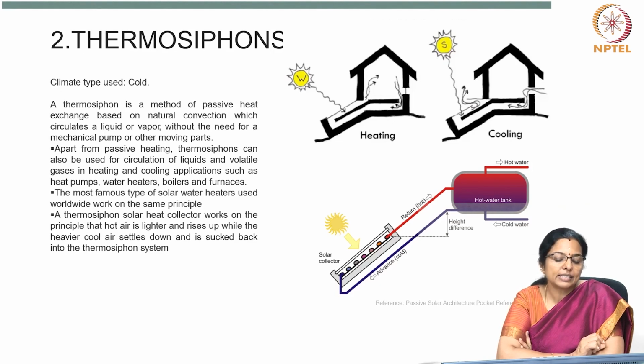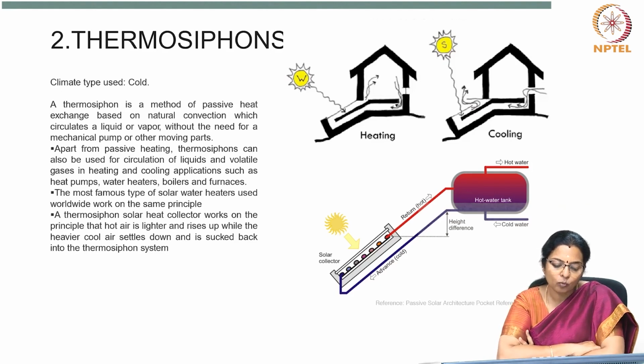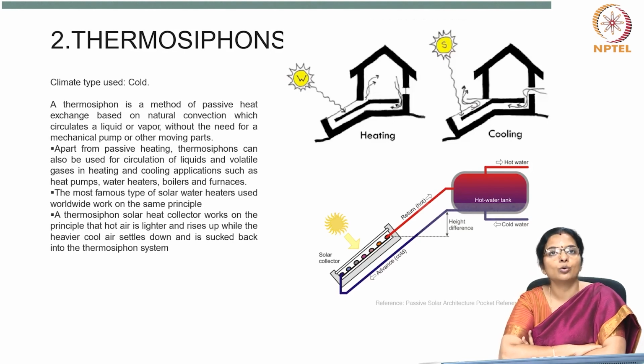The most famous type of solar water heater used worldwide works on this principle. A thermosiphon solar heat collector works on the principle that hot air is lighter and rises up, while the heavier cool air settles down and is sucked back into the thermosiphon system.